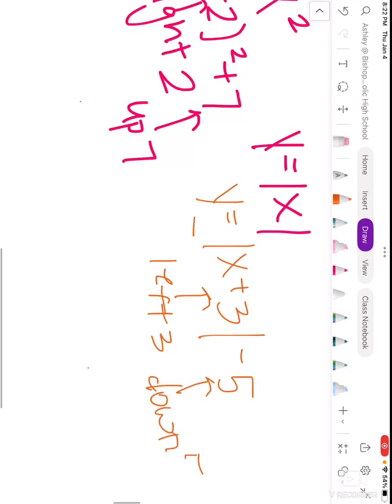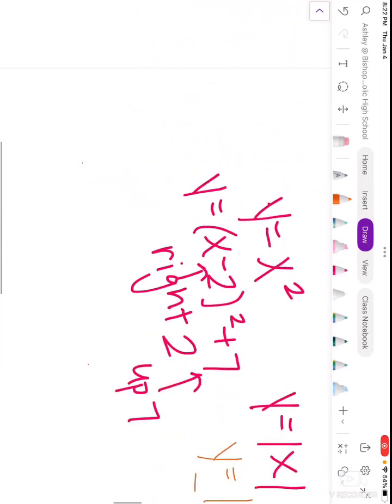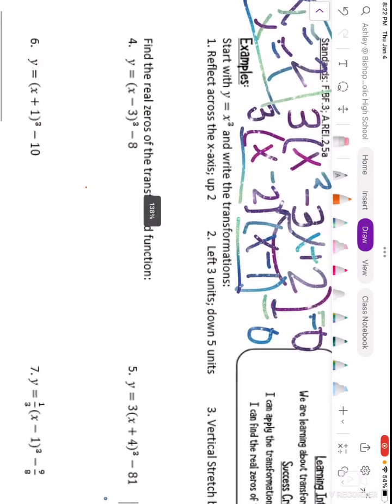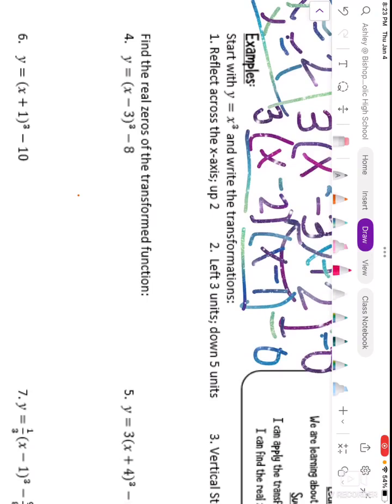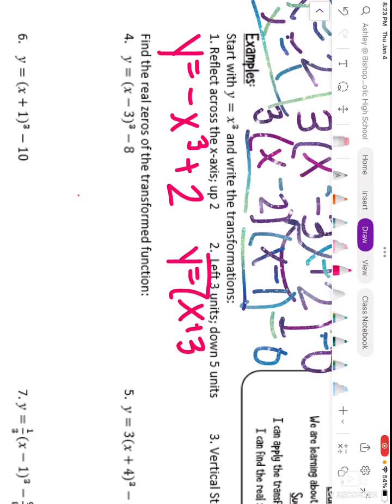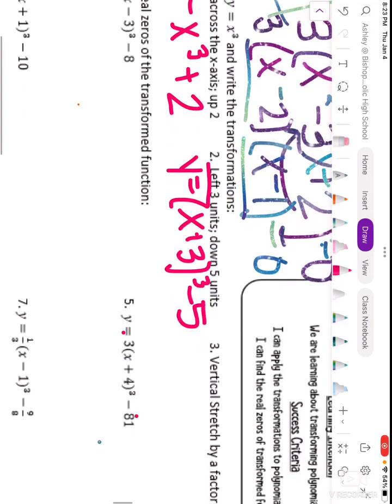So we're doing that exact same thing. It's just now our parent function or our starting function here is going to be y equals x to the third. So the inside, outside rule things still apply. So if it reflects across the x-axis and it's moving up 2, reflecting it across the x-axis just puts a negative out front, and then moving up 2 would just be a plus 2 on the end, not in parentheses. On our next one, it's moving left 3, so that is going to be in the parentheses, x plus 3 cubed. And then down 5 would be a minus 5 outside our parentheses.